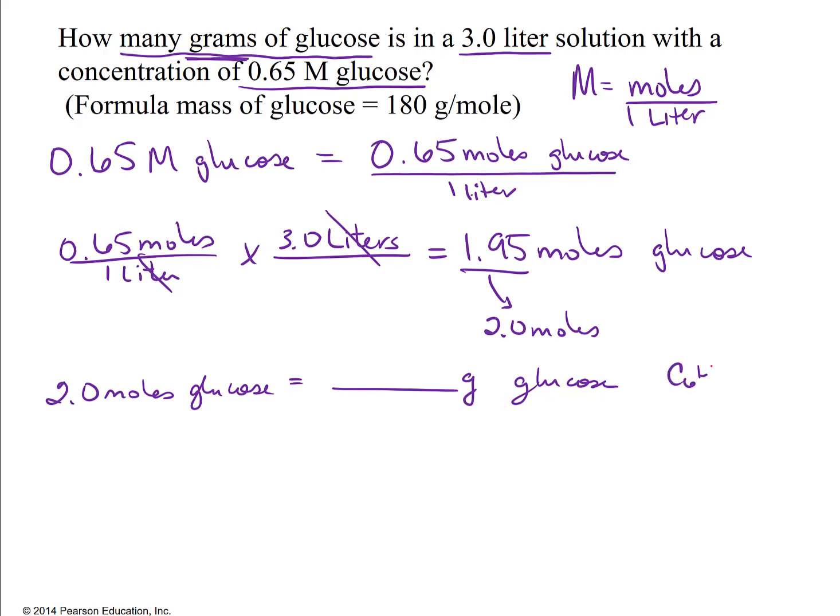So glucose is C6H12O6. So there's 6 carbons. If you look, each carbon weighs 12. There's 12 hydrogens. Each one of them weighs 1. There is 6 oxygens, and each one of those weighs 16. So when I add all of those up, I get 180. So that's where the 180 comes from, the formula. That is the number of grams in 1 mole. It's called the formula mass.